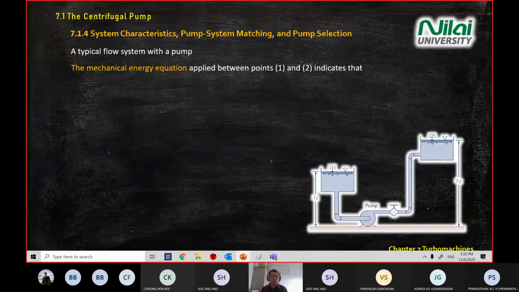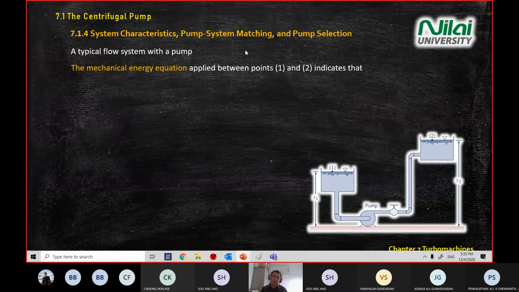Another section we're going to look at is the system characteristic, pump system matching and selection. How are we going to select a pump? If you're given a certain graph, how do you select a pump? Okay. Now, for example, we give you a scenario. Want to transfer water from point 1 or section 1 into section 2. So we use a pump to pump water into tank number 2, which is higher than your tank number 1. So we pump water from here, go into here.